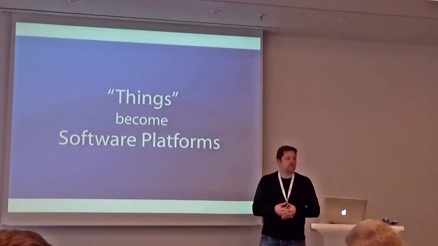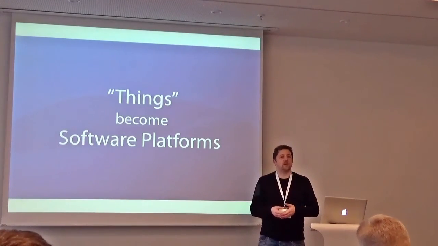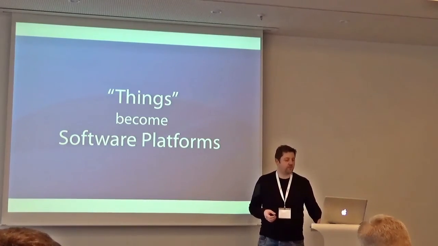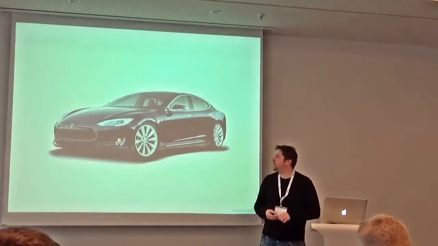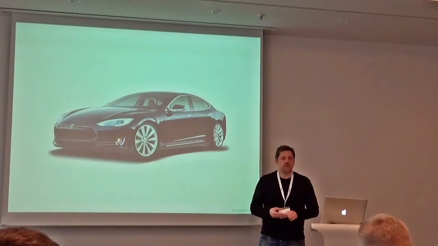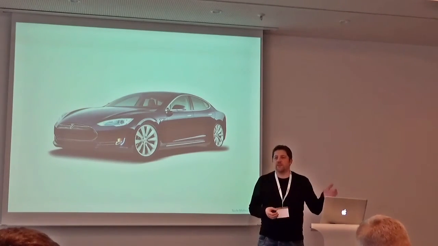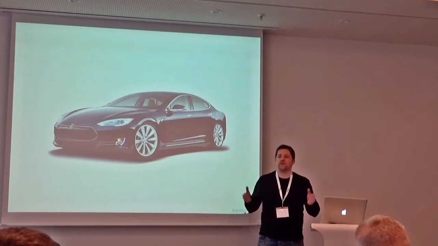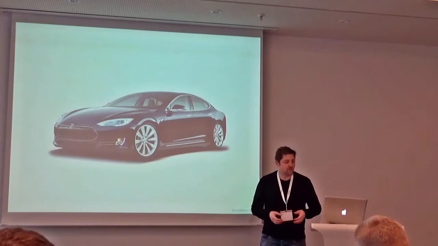But one of the essential ideas behind the Internet of Things is that things actually become software platforms. And a good example that we see is the Tesla. Basically, what Tesla did is they did not build a car. They built a smartphone, put some big batteries and wheels on it, and sell it as a mobility solution, say it that way.